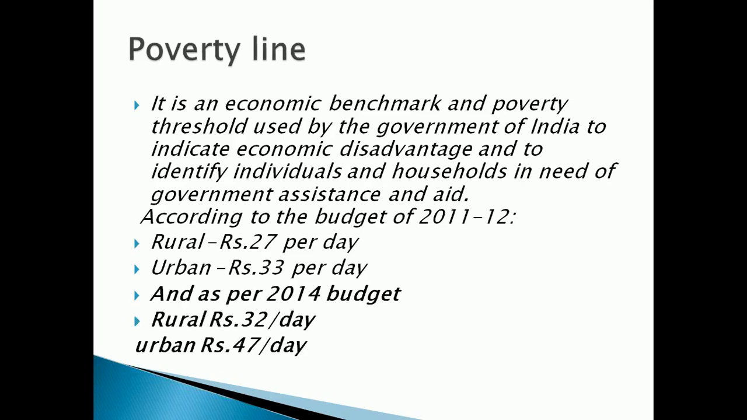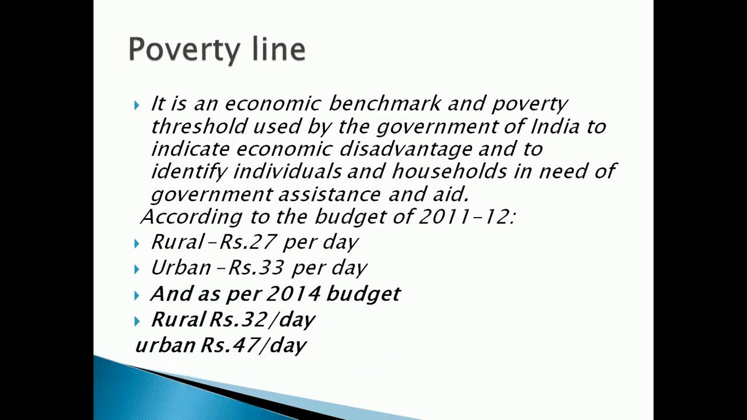But as per the 2014 budget, in rural areas if the income is 32 per day, and in urban areas it is 47 per day, then this is called the poverty line. Okay, so you have to just remember this updated value. So who is called BPL or who is called APL? This is according to income.